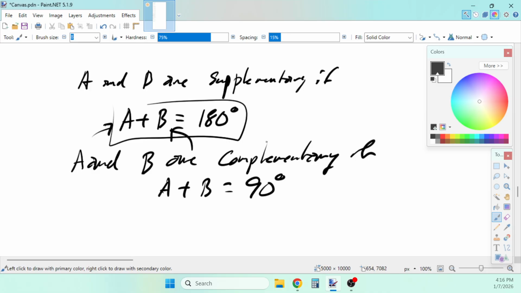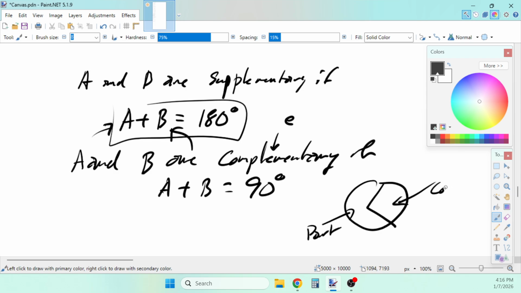Now notice, complementary with an E. If you put an I there, it means saying something nice. If you put an E there, then it means the other part of something. So like, if I take a circle and split it, this is a part, and this is its complement. Meaning, because it says the E, it's the part that completes it. Not that it's nice to it. Not that we shouldn't be nice to things, but being complementary with an I means saying something nice.